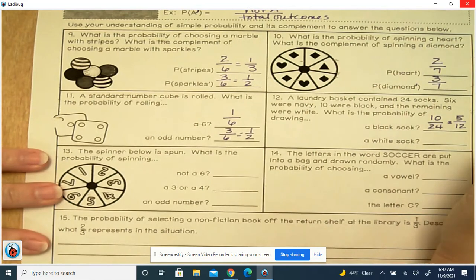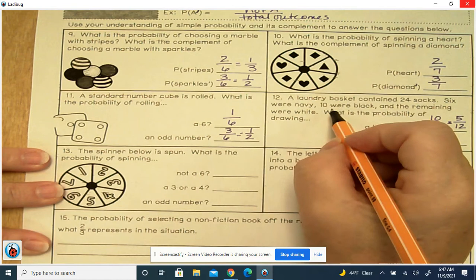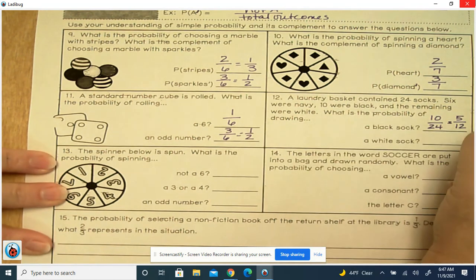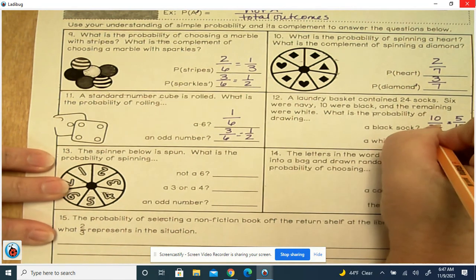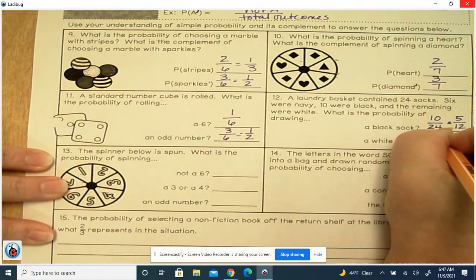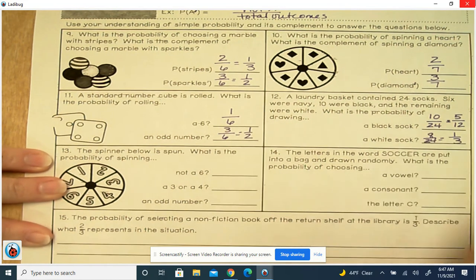A white sock, so we got 10 and 6 was 16. So 8 out of 24 are white, which reduces to 1/3.